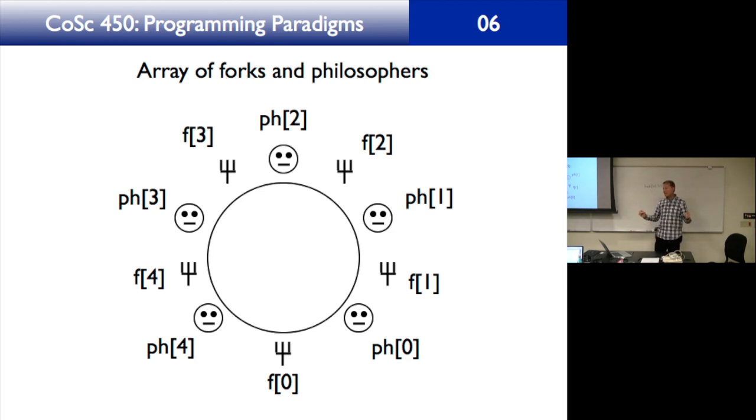Then what happens? You have a table of five philosophers, each with a fork. Spaghetti in front of them and thinking about what they should do. Yeah, and they've picked up their fork. And by our algorithm, everyone is waiting. And so that's a deadlock.